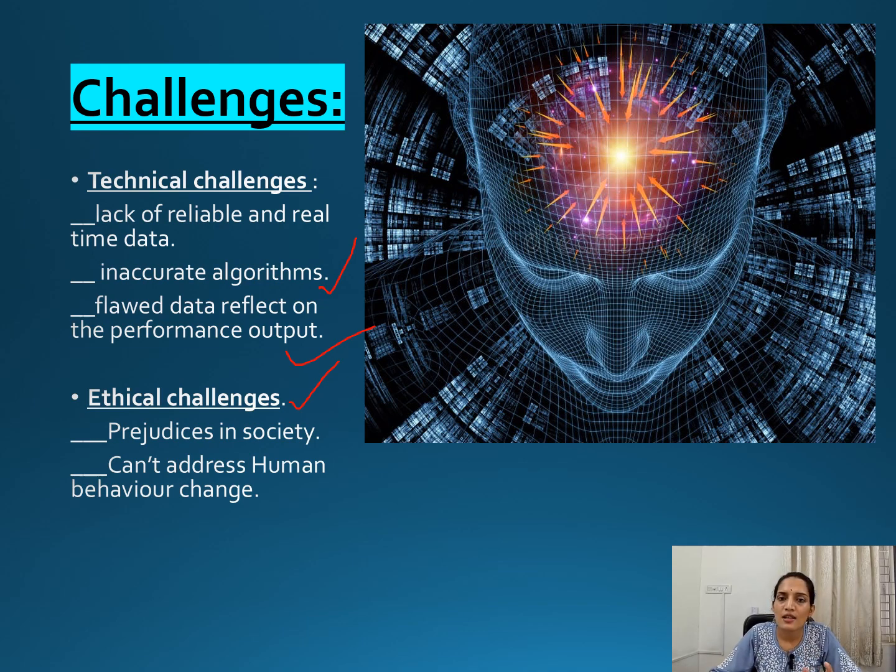And another challenge is a machine cannot predict human behavioral change. Okay, it depends on the mood swings of the human being, the behavioral changes of the human being according to the situations. A machine is programmed in only one direction, so it cannot predict human behavioral changes. That is another ethical challenge associated with these machines.